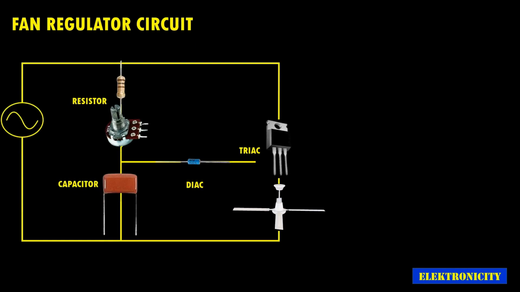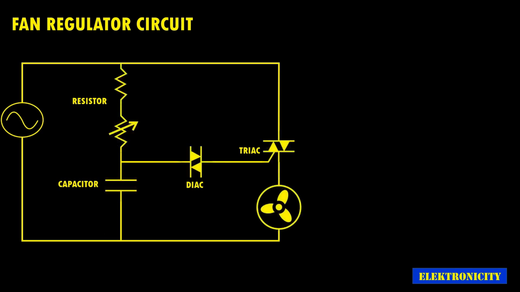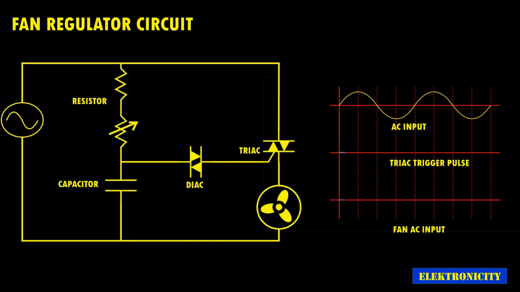In the circuit diagram shown, we can see four circuit elements. These are a variable resistor, capacitor, Diac, and a Triac. For ease, we will represent these components with their electrical symbols and see how the circuit is operating at time 0. At time 0, AC voltage is applied at the fan regulator terminals. At this time, the Triac is in the off condition. As a result, no current is flowing through the fan.